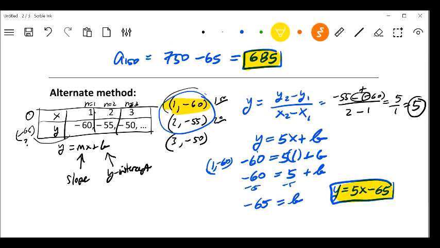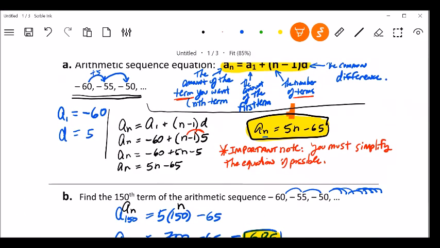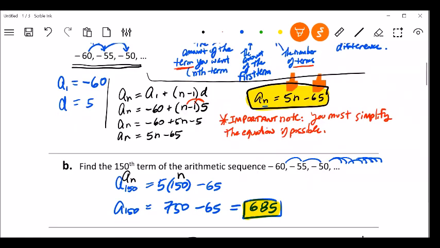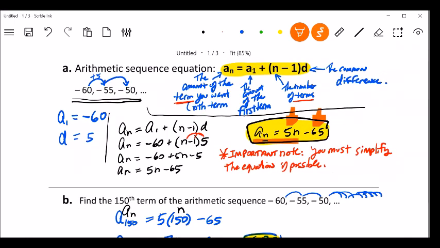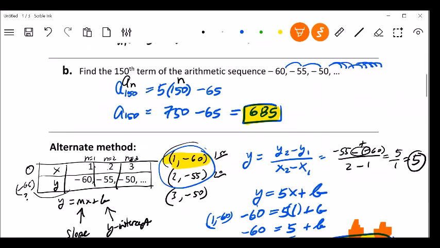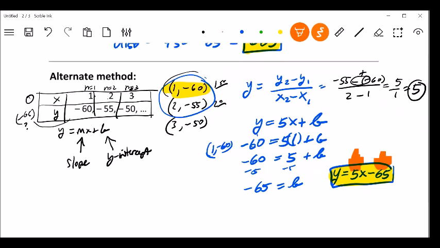Now, let's notice something about that. The 5 and the 65 come back up here, and we have 5 and negative 65. So y equals 5x minus 65 is actually the same as a_n equals 5n minus 65, because an arithmetic sequence is a straight line. So the formula that we use for it is essentially exactly the same as y equals mx plus b.